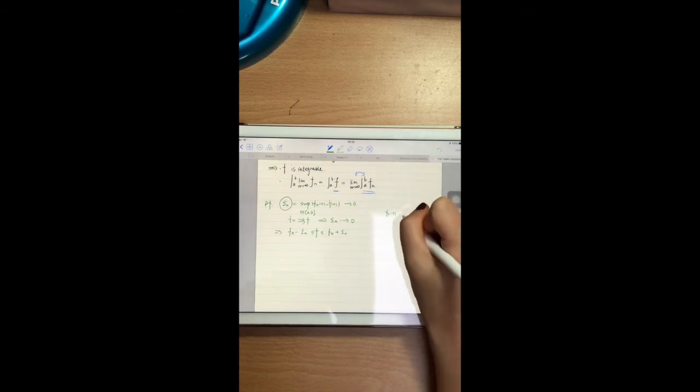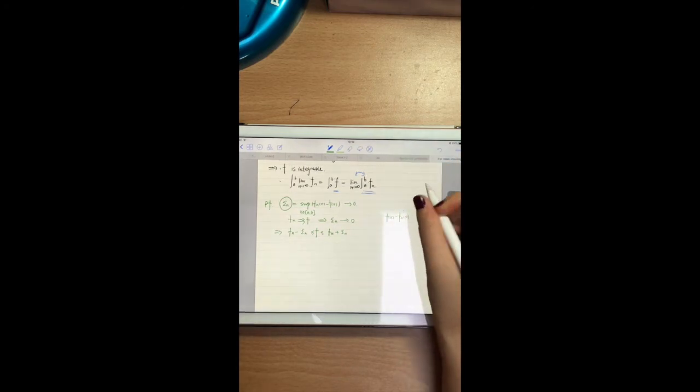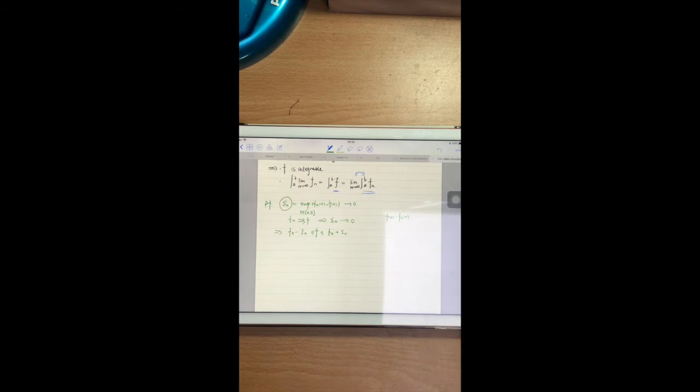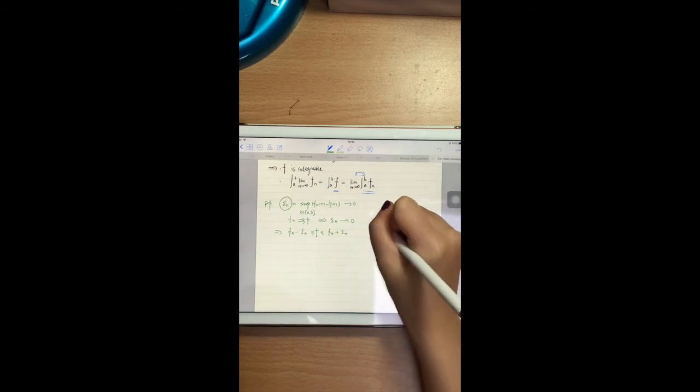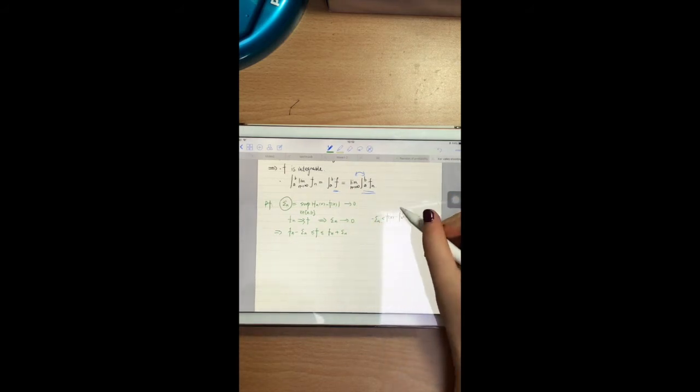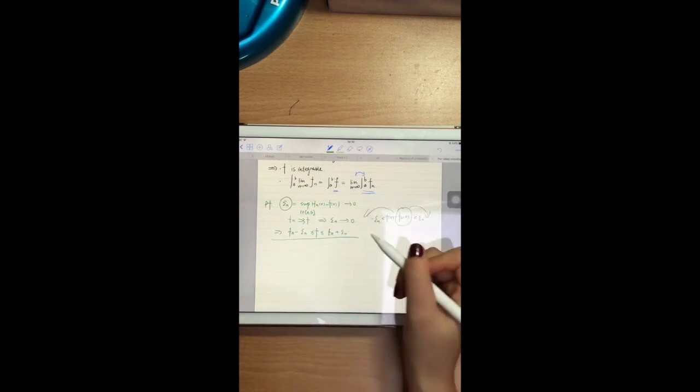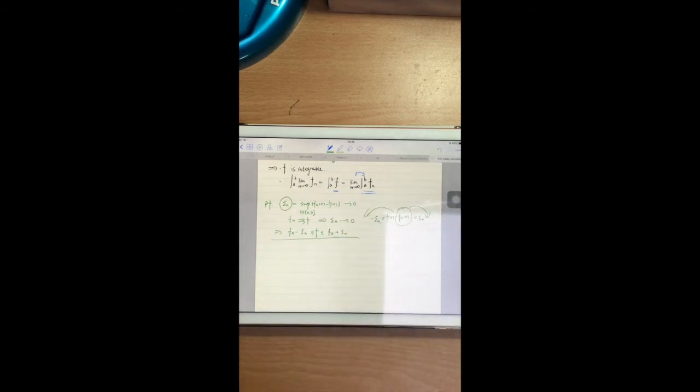or we can state it in this way. f(x) minus f_n(x). It doesn't matter whether it's f_n(x) minus f(x) or f(x) minus f_n(x), because we are taking the absolute value. Then you take out f_n(x), and you get the inequality.